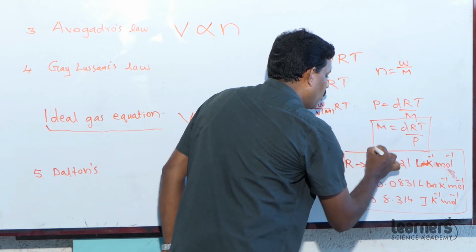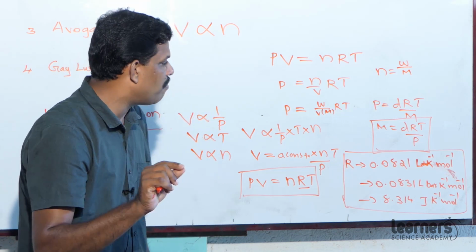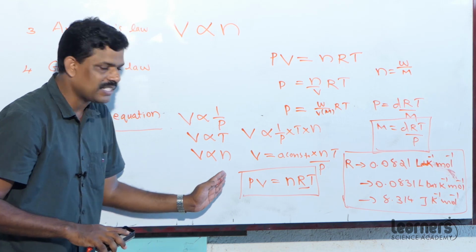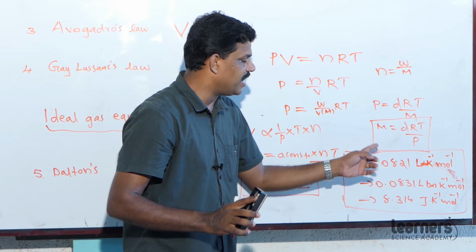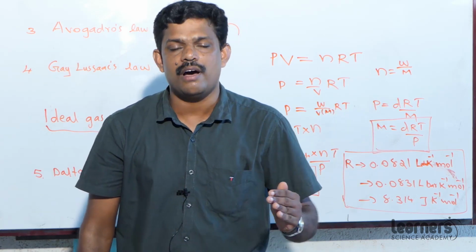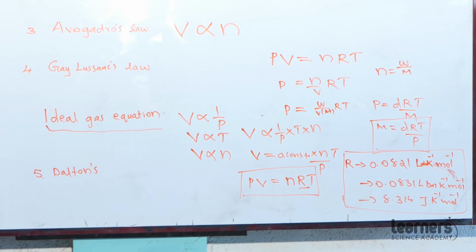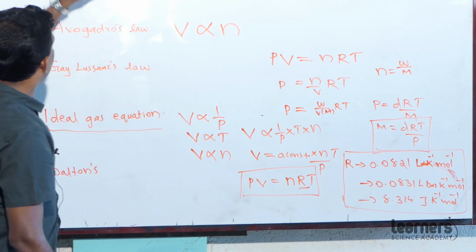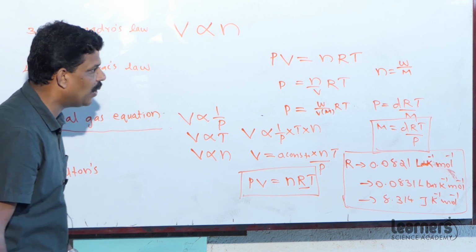So for your board exam, you may be asked to find the molar masses of some gases. There you have to use this ideal gas equation and the equation M is equal to dRT by P. The ideal gas equation is obtained by combining Boyle's law, Charles' law and Avogadro's law.